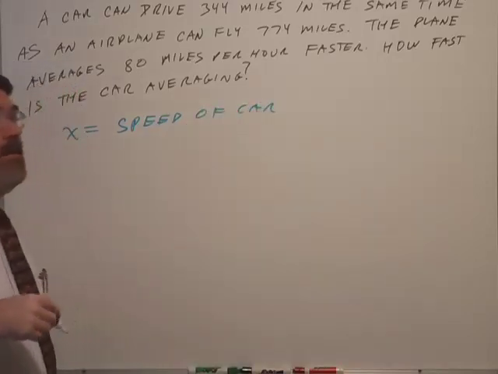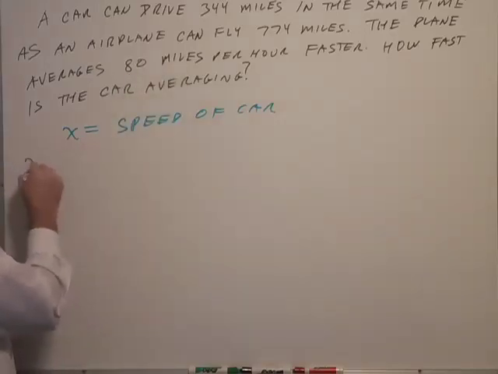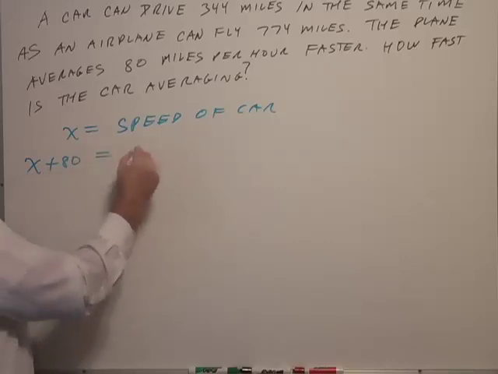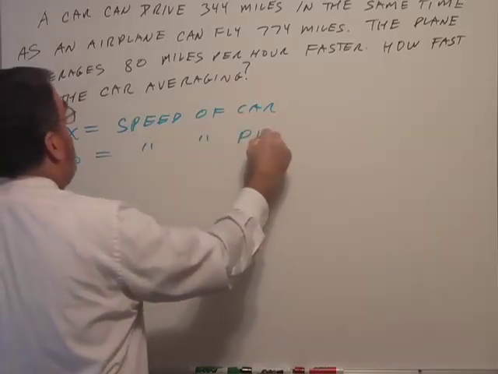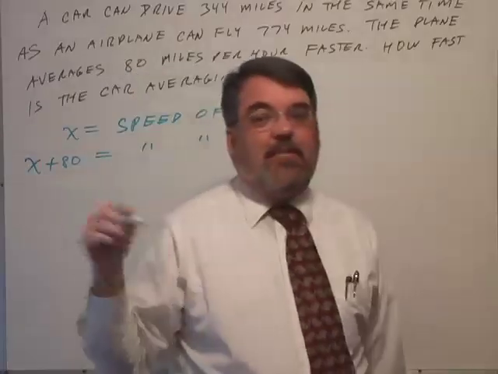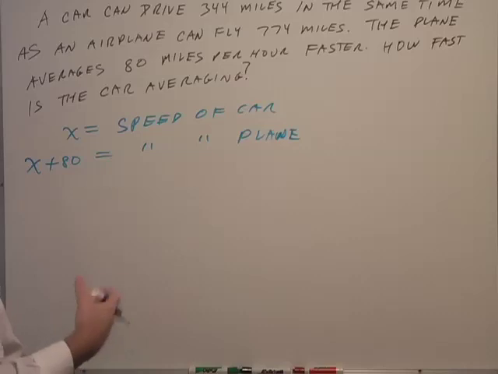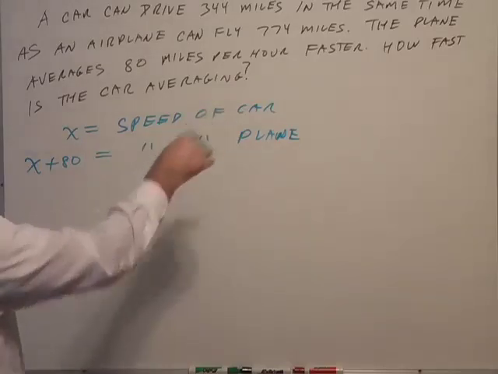And while we're at it, how fast is the airplane going? 80 miles per hour faster. So if I add 80 to this, x plus 80 is the speed of the plane. And when we write these, let's use miles per hour again, because that's what this is in.